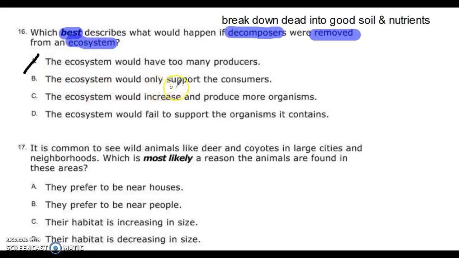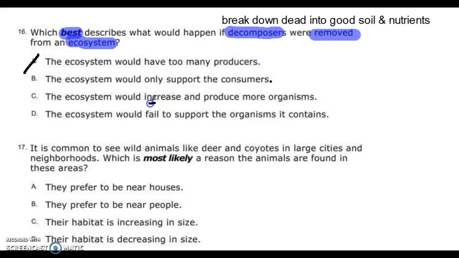The ecosystem would only support the consumers. Okay, well, what do decomposers do? You said the decomposers break down the dead into good soil. Does the good soil help producers? Yeah, good soil helps producers. Look in the window. We have good soil and bad soil. Does good soil help producers? Yes. So does it seem like the ecosystem might only help the consumers at that point if decomposers were gone? Maybe. I'm hoping there's a better answer than that, but let's see.